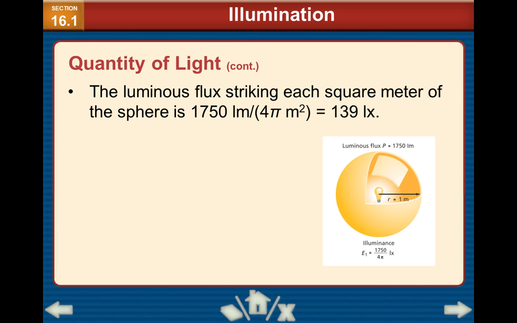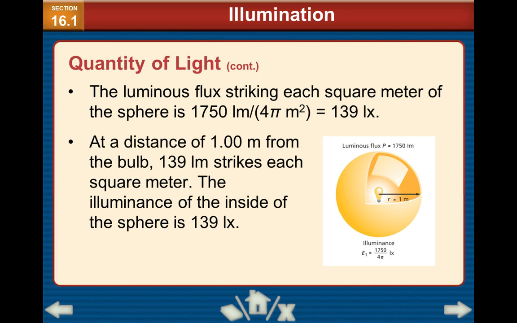Since that amount of luminous flux is fixed, it's 1,750. We have to divvy that up amongst the 4 pi meters squared on the inside. We get 139 lux. So at a distance of 1 meter, we have 139 lumens striking each square meter. So therefore we say that the luminance on the inside of the sphere is 139 lux.